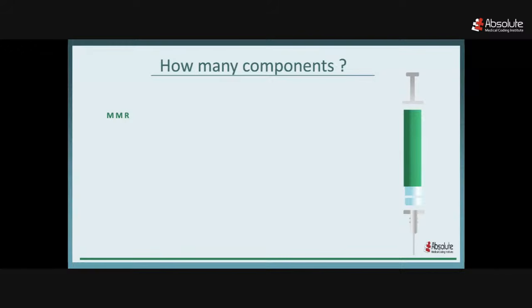Great. Excellent. Yes, we have three components in an MMR vaccine. You all are perfect. Absolutely correct. And they are measles, mumps, and rubella. Excellent. Let's look at another example.